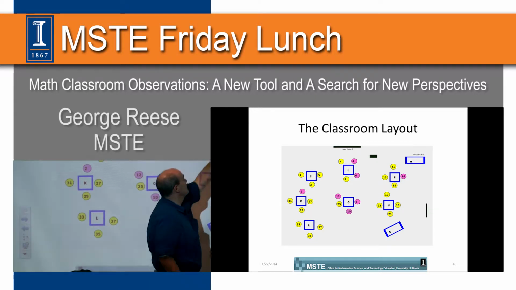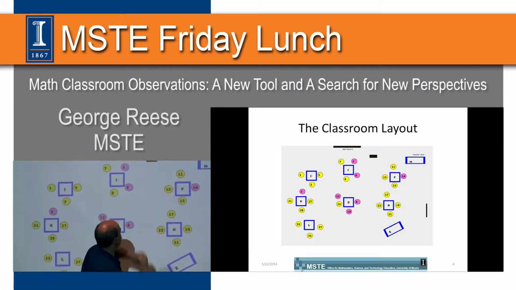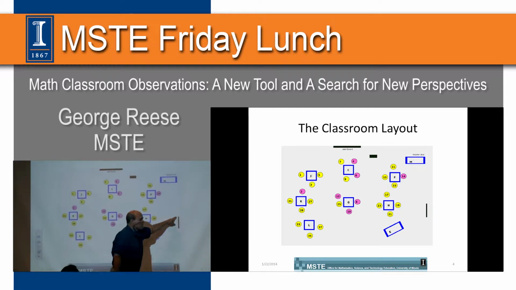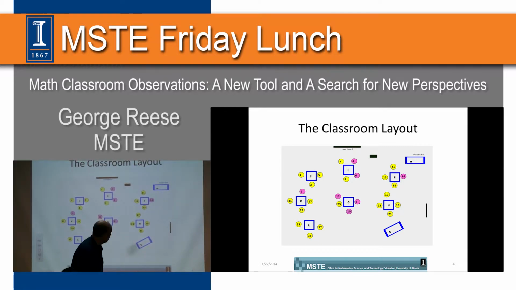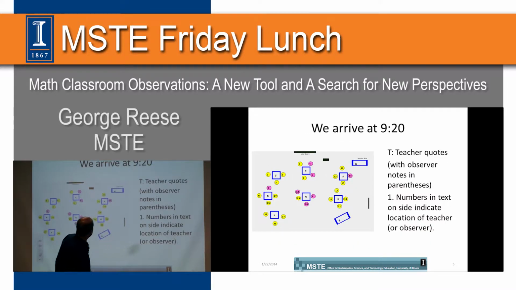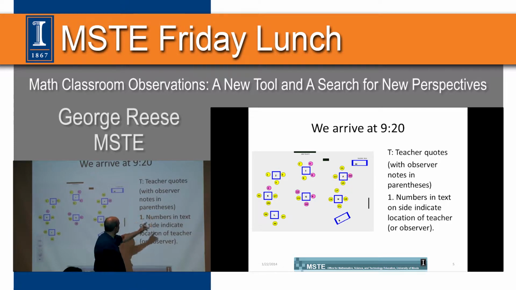Again, the table where I was sitting, the teacher desk. This is a podium, a smartboard, a door, basically. So we arrive at 9:20, and the way that I'm going to annotate this is with text along the side. Teacher quotes will be T and then a colon for what the teacher's saying. And for my notes, the observer notes, I put them in parentheses. And then the number indicates where the location of the teacher is, or in my case, the observer.